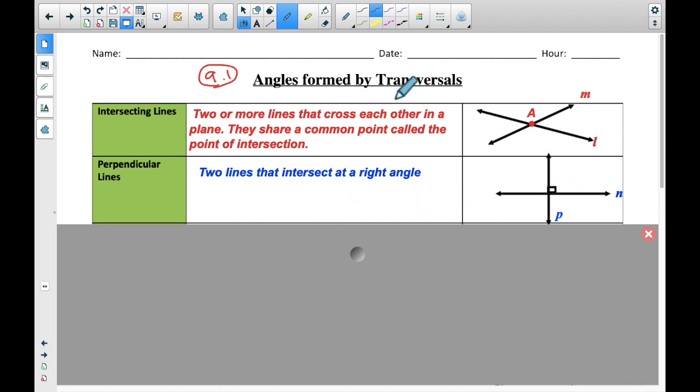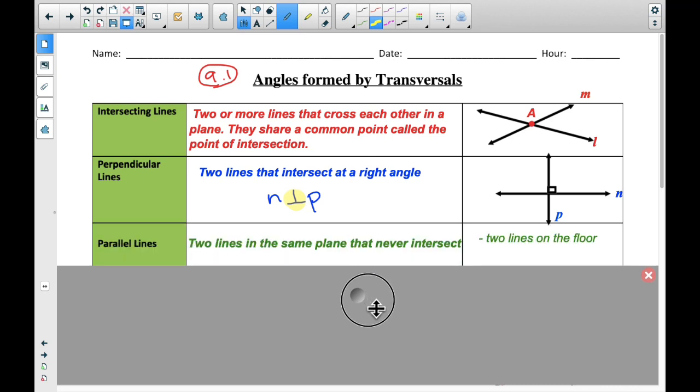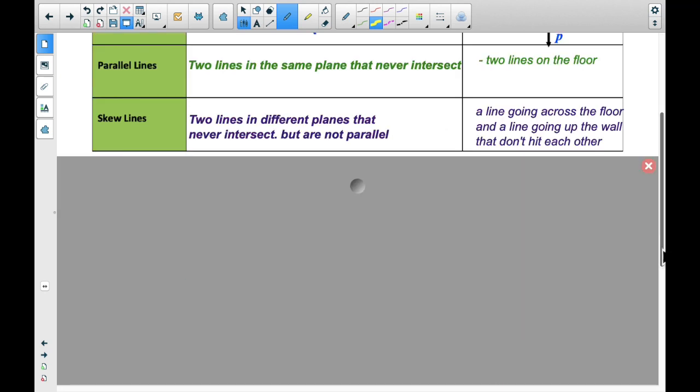And remember that when we talk about lines, we can either use a lowercase italic letter, or we can use two letters with a line above them. But in this case, the main thing I want to talk about here is this symbol for perpendicular. So that symbol means perpendicular. So if I say line N is perpendicular to line P, I would write it out like this. All right, then the next two are a little bit longer. You might take a minute to pause it if you need to.